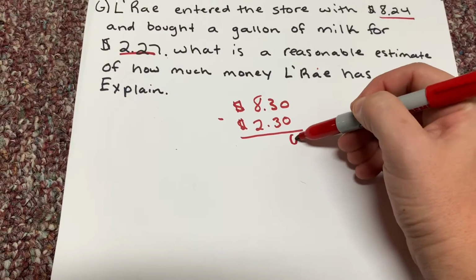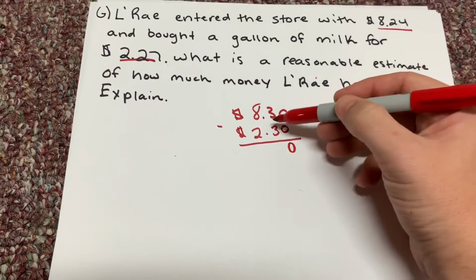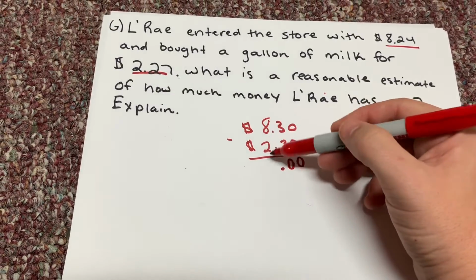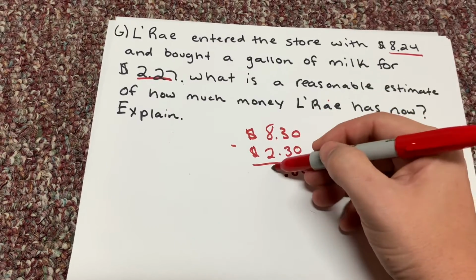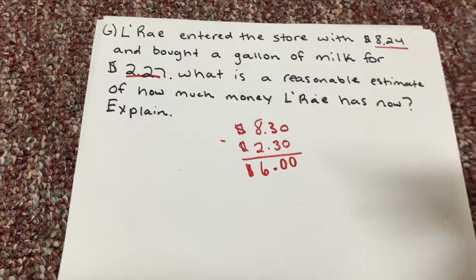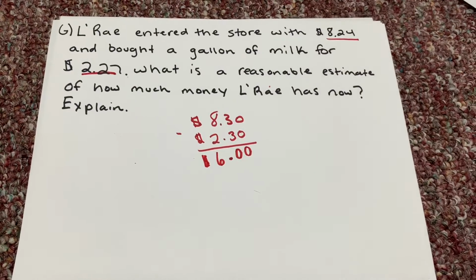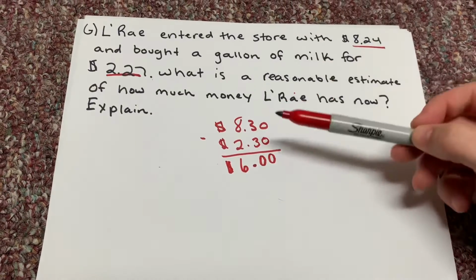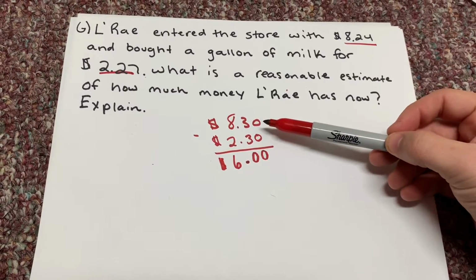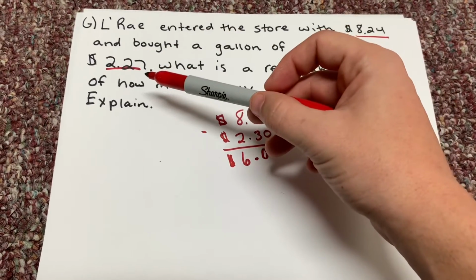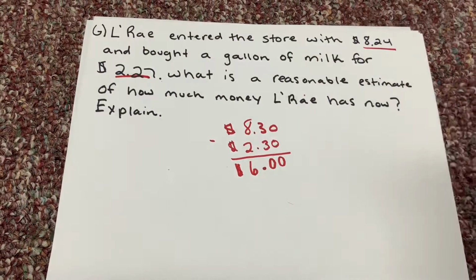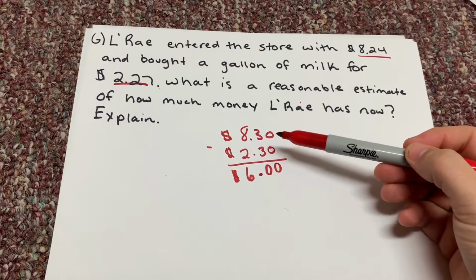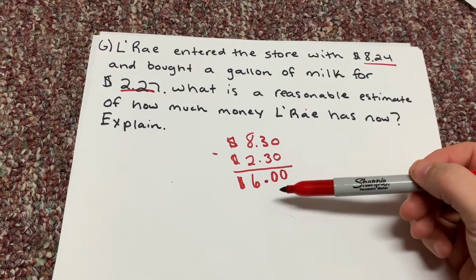For my first column, I get 0 minus 0 is 0. 3 minus 3 is 0. I'm taking 2 from 8, which 8 minus 2 is 6. So a reasonable estimate would be about $6. So we went ahead and rounded $8.24 to $8.30, and we took $2.27 and rounded that to $2.30. And the difference between $8.30 minus $2.30, the difference is $6.